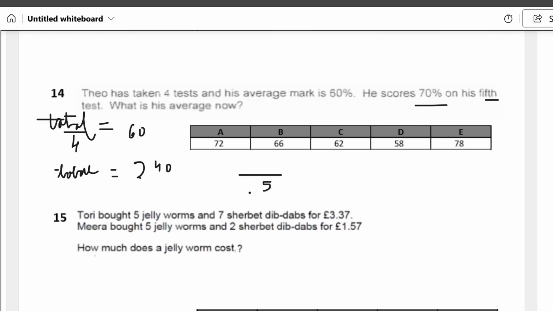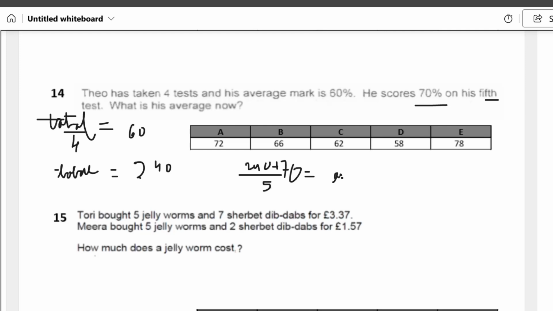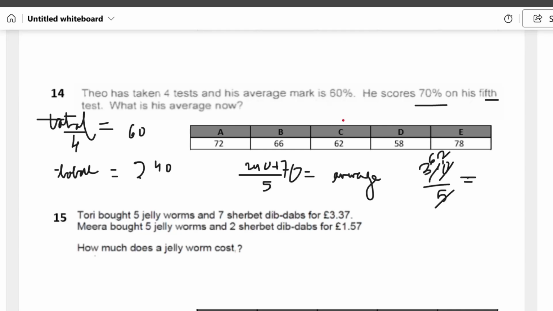So when we add another test in, the total number of tests now becomes 5, his 5th test. We have 240 plus a mystery number. Well, we actually don't know that his average, he actually scores the 70%. So we have to do 240 plus 70, which is equal to 310 over 5 is equal to the average. Let's cancel this out. 5 goes into 30 6 times, 5 goes into 10 2 times. So we get 62% as our average.